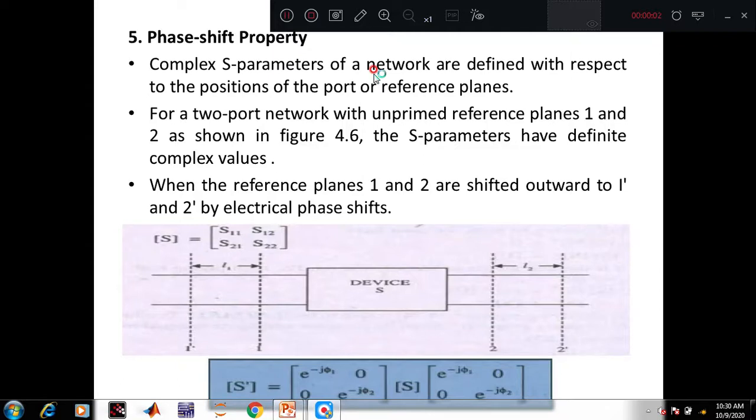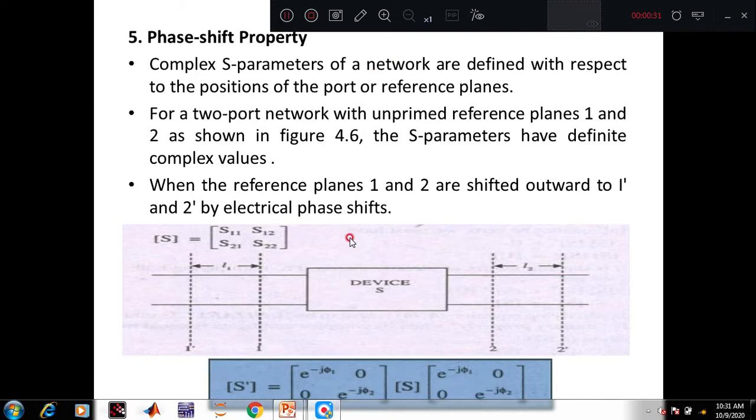So here I will just continue with the previous video discussion. We are discussing the fifth property of the S matrix, the phase shift property. We know that all the elements of the S matrix, that is the S parameters, are complex quantities, right? Since they are complex quantities, you can easily measure their magnitude as well as phase values, right?